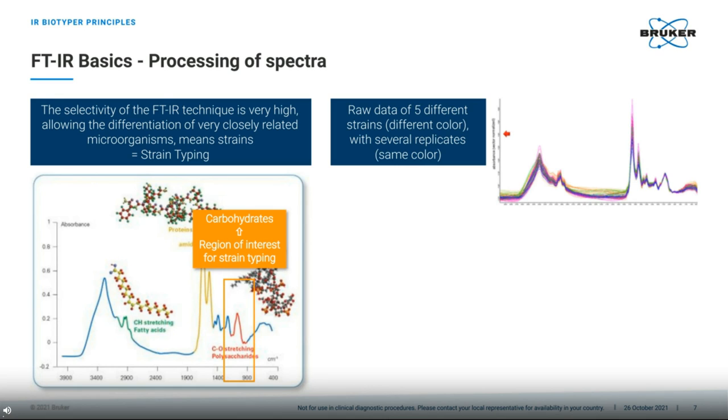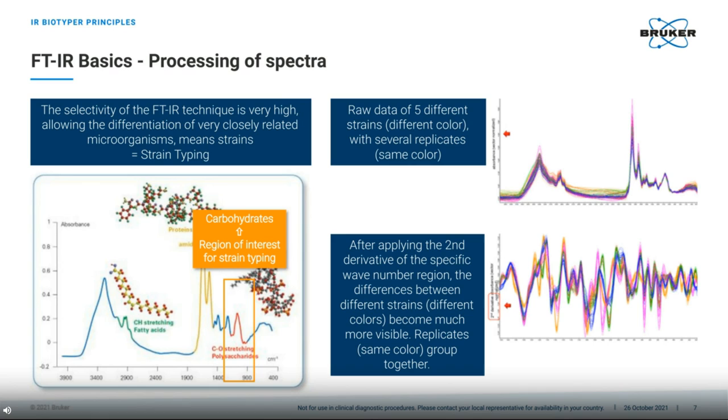And if you look at the spectra, the raw spectra do not look very differentiating. Here are 5 different strains with several replicates. It looks quite similar, but after some mathematical calculation, the second derivative of the specific wave number region is taken, and here you see the differences between the different strains. Different colors here are the different strains, and you see the replicates fall together, but you see differences between the different strains. So also here some mathematical calculation is needed.